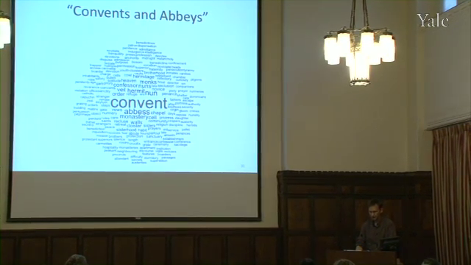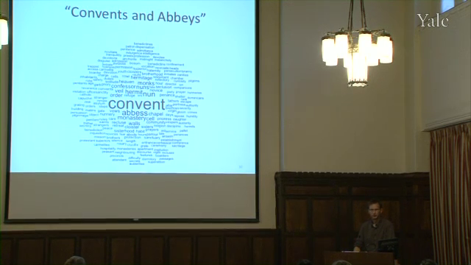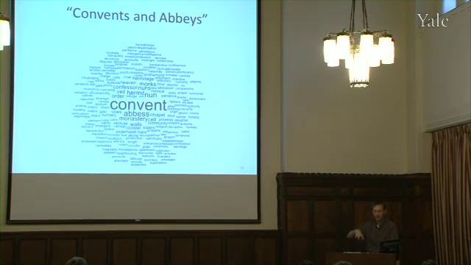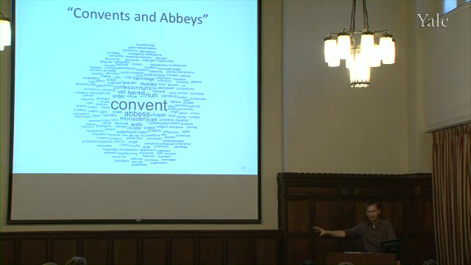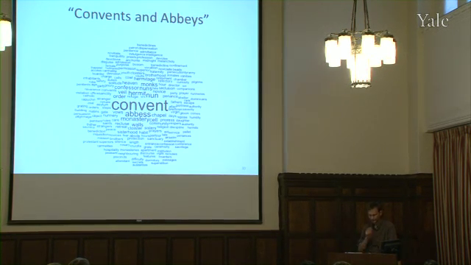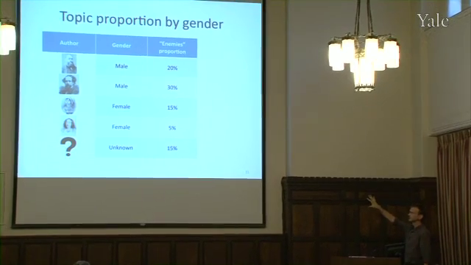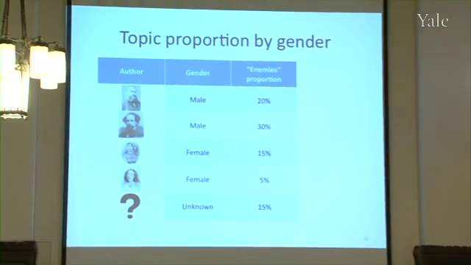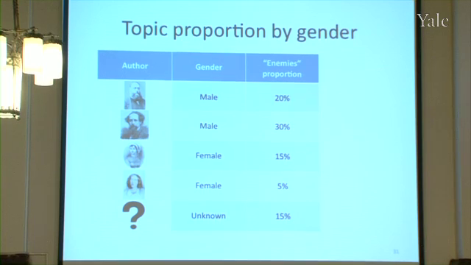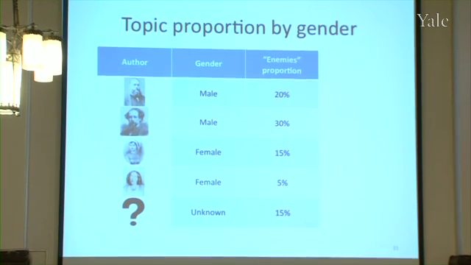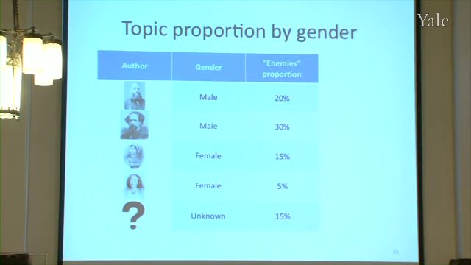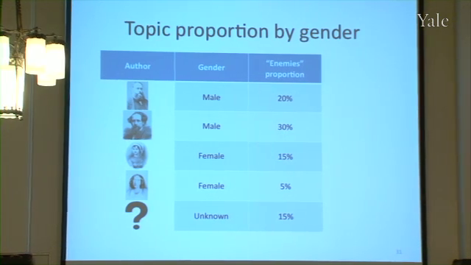But the second question is, can we measure the association between a variable like gender and the choice of which theme to use? The way we do that, let's make the data set much simpler, and say we only have 5 novels. We can make a table like this for a particular topic. Let's take the enemies topic. The way to read this is that the first book is by a male author, and 20% of the words in that book, our algorithm has assigned to this topic, which we are calling enemies.